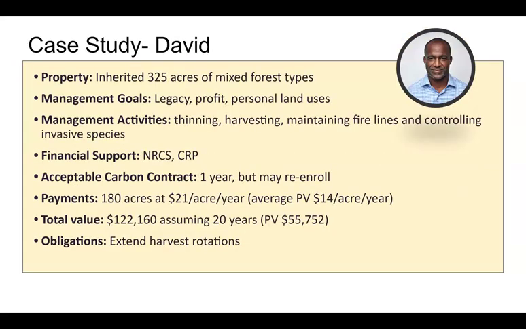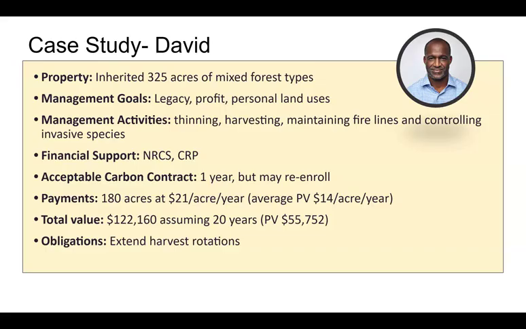Now, here is a case study of David. He wanted to keep the forest as a family legacy, but also hoped to earn some income through harvesting. He was already actively managing the land, handling wildfire risk and invasive species, and also had experience with NRCS conservation programs. Still, he was a bit cautious about carbon programs. He found one carbon program with a short-term annual contract. He enrolled 180 acres at $21 per acre per year, assuming a 20-year period.